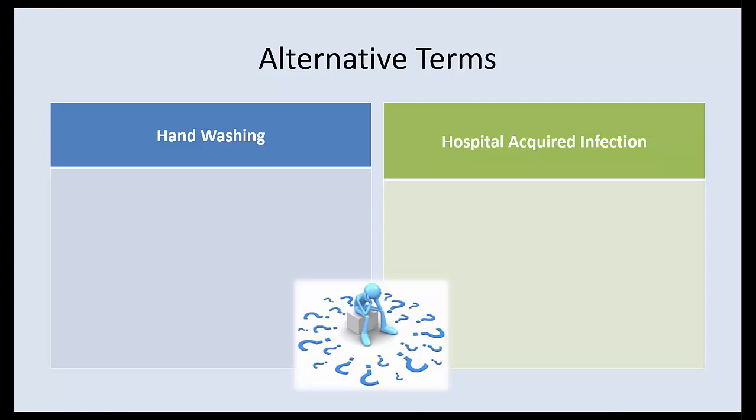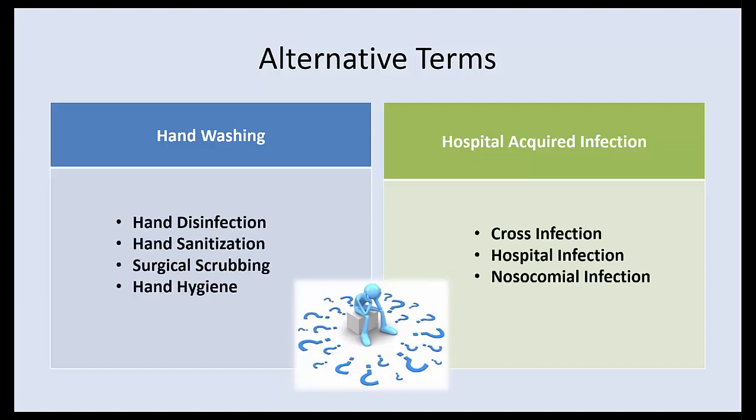Now back to our terms or our concepts. If we were to think of alternative terms for these two concepts, we may come up with lists that look like this. All of these are terms that are used to describe the same thing. And if we add these to our database search, what we may find is that by adding them, we'll increase the results, which will allow us to be more confident that we're finding everything on a topic.